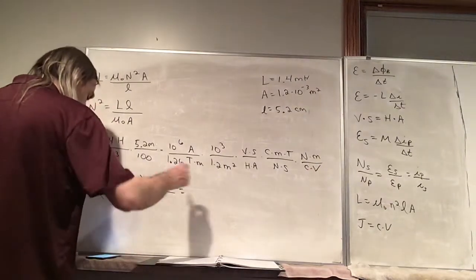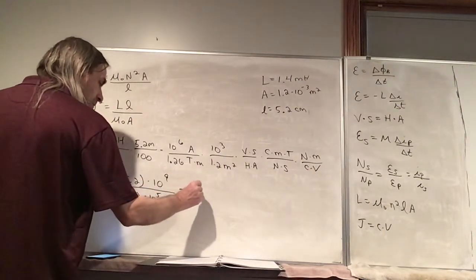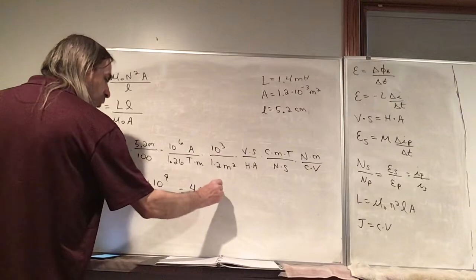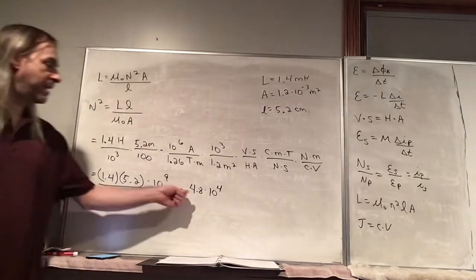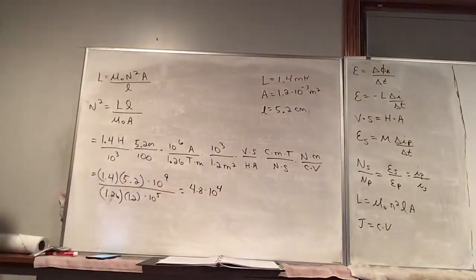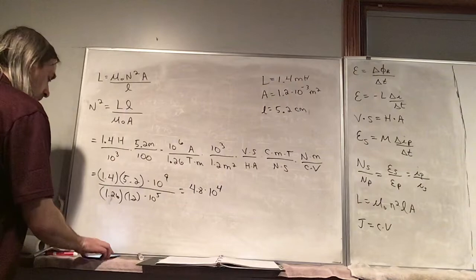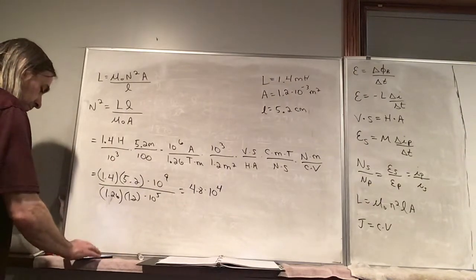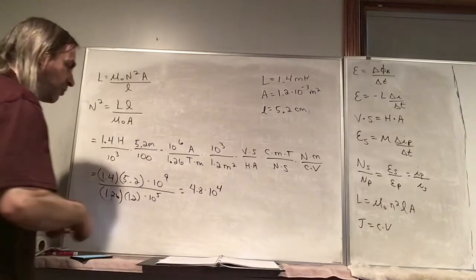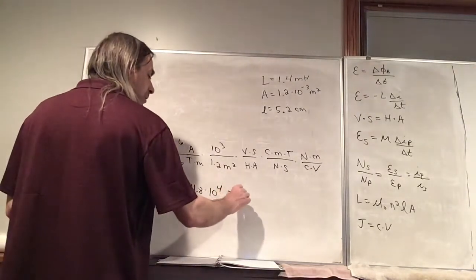So what I'm getting here is 4.8 times 10 to the 4th power. And so now taking the square root, I'll just take the square root of 4.8 and multiply by 100. Square root of 10 to the 4th is 100. So I'm getting around 219 turns.